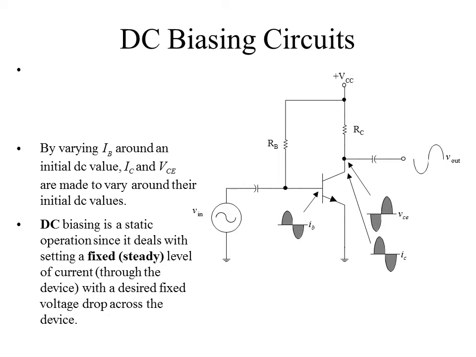Okay, so DC biasing is a static operation since it deals with setting a fixed level of current with a desired fixed voltage drop across the device. Actually, we'll be giving DC for biasing, and AC signals can be used for transistor operation. The DC voltage has to be given, and for amplification or switching purposes, we are going to use the AC signal.